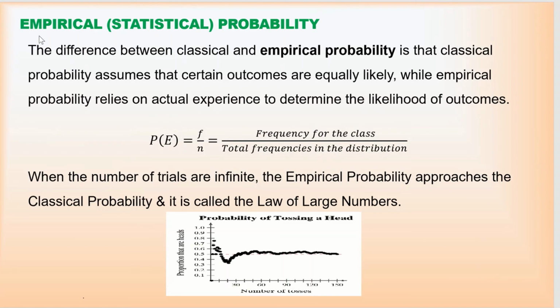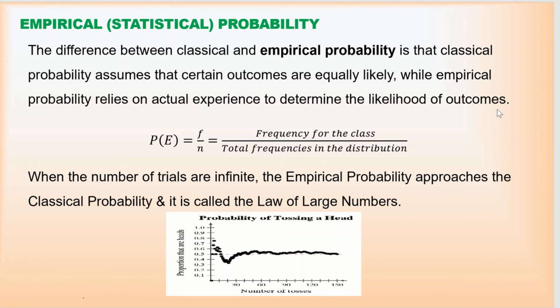Now, the second definition of probability, which is called the empirical probability or statistical probability. The difference between the classical and empirical probability is that the classical probability assumes that the certain outcomes are equally likely. So that is the assumption in the theoretical probability. But in empirical probability, we rely on an actual experiment to determine the likelihood of the outcome. So for example, if we flip a coin 10 times, the theoretical probability considers that you'll get heads 5 times and tails 5 times, but that is not going to happen.